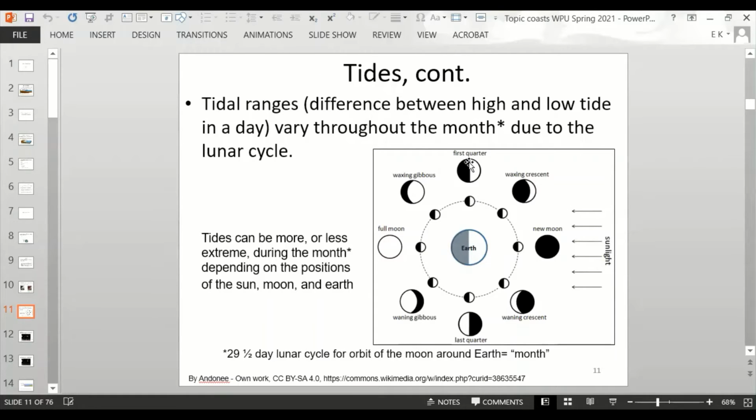Now, when the moon is in the first quarter or the last quarter, that means that there is a right angle between where the sun is pulling on the water laterally while the moon's gravity is pulling vertically. So it's a little bit more of a canceling out situation. So the sun's gravity is pulling the water that way. The moon's gravity is pulling the water that way. So it cancels it out a little bit more. So we don't have extreme tides during that period.